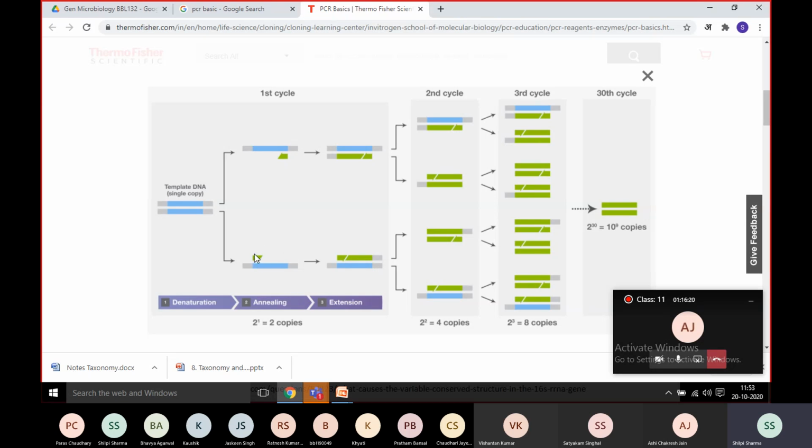But for this to anchor, for this to actually associate with DNA, this has to be a small strand which is complementary to where you want it to attach.